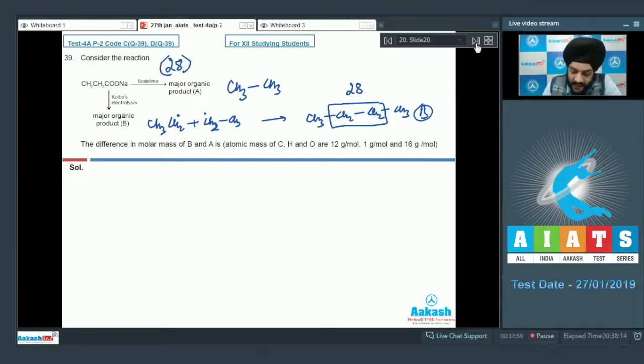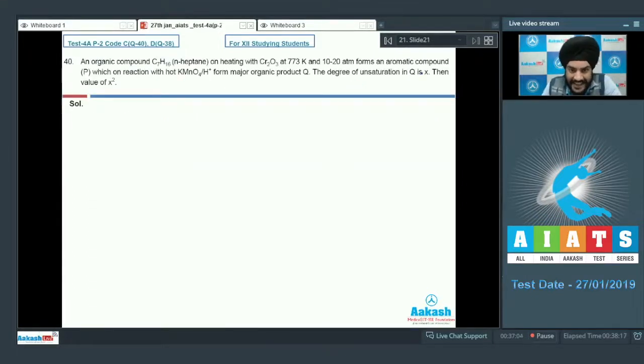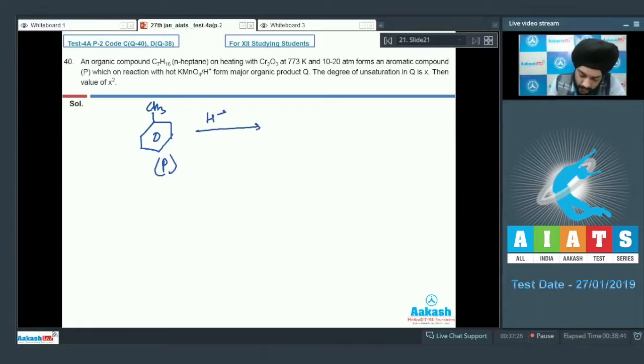Let us look at the last question of the paper. An organic compound C7H16, which is n-heptane, on heating with chromium oxide at 773 Kelvin and 10 to 20 atmosphere forms an aromatic compound P. So we know that the compound P is toluene. Now, it is further told to us that the compound P on reaction with hot acidified KMnO4 forms the organic product Q. So Q has to be benzoic acid. It is a very strong oxidizing agent and converts toluene into benzoic acid.